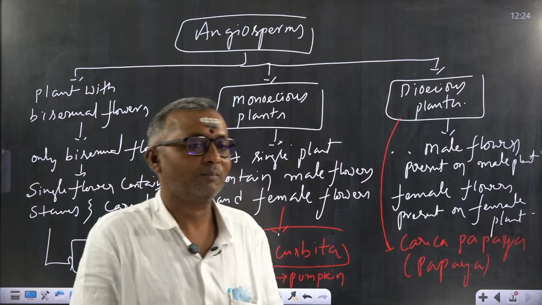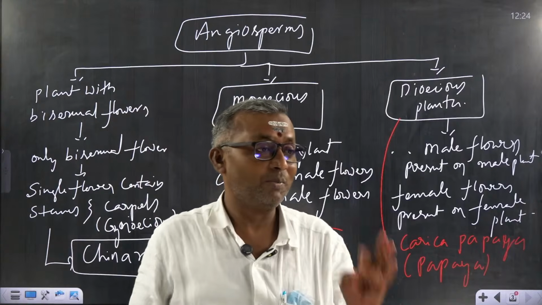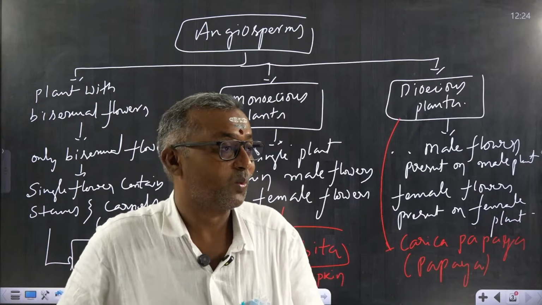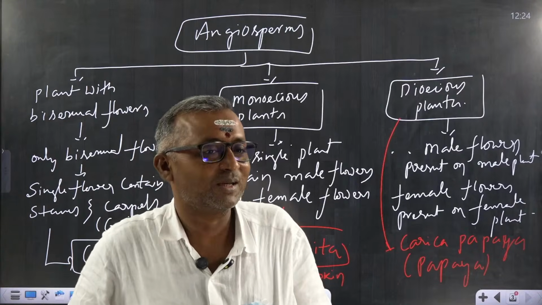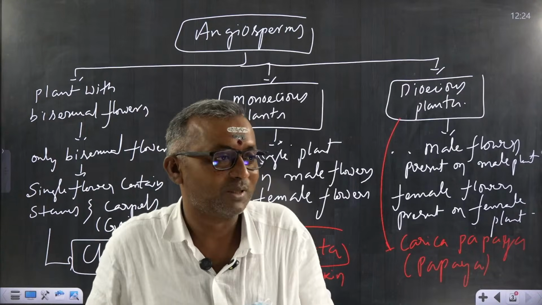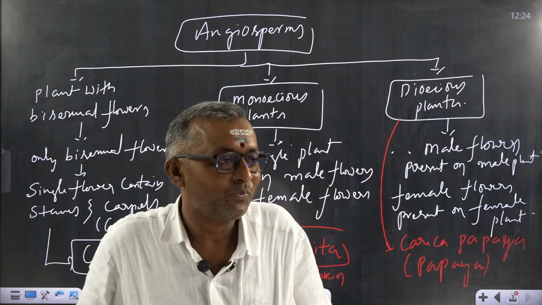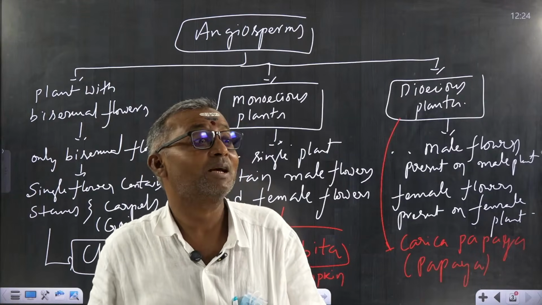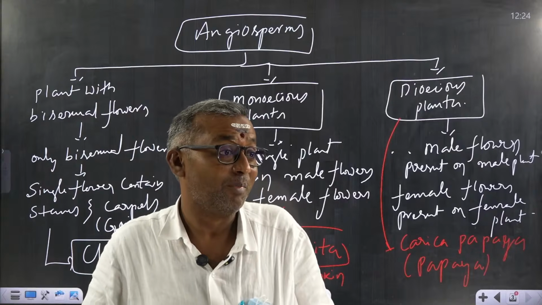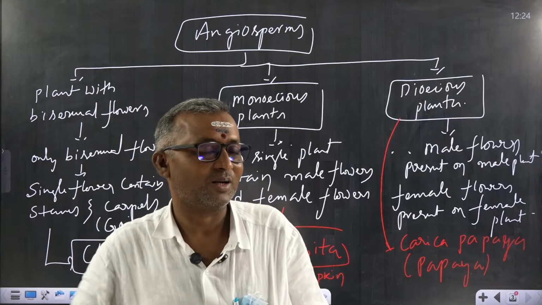Compulsorily you have to learn. Compulsorily. Not only these examples. I am just giving only 1 or 2 examples. For each group, you will have many examples. Many examples. Understood?